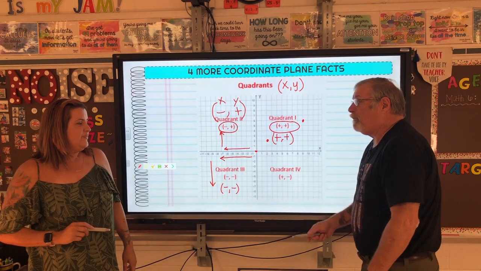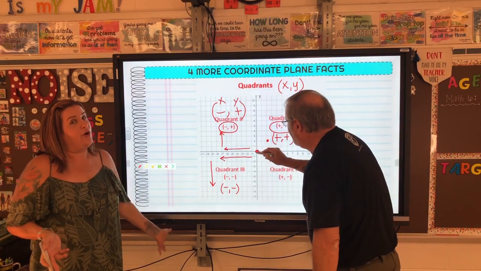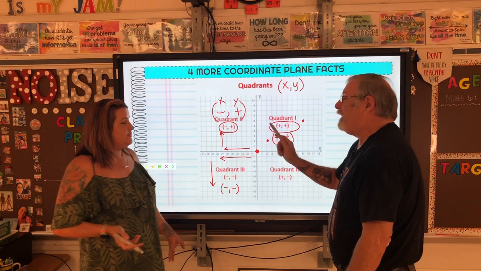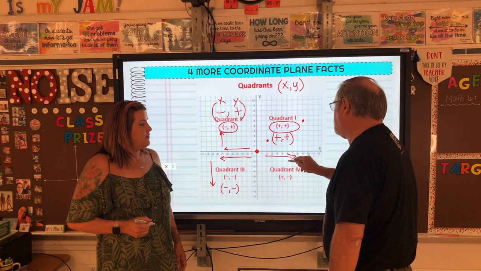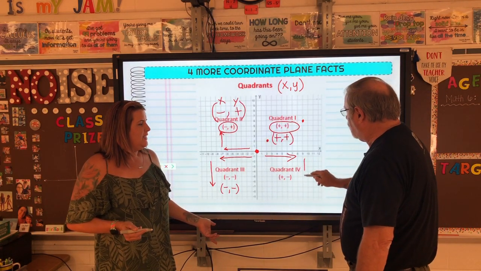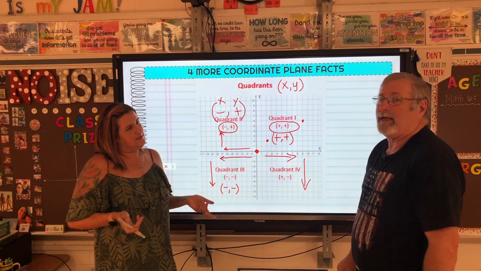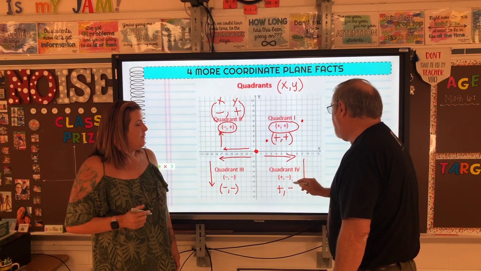Now we've got quadrant 4. So again, we're going to start in the parking lot. Gotta park your car first. And then we're going to go to the store, but the store I want to go to is to the right, which is a positive number. And then we're going to go down the staircase, which is a negative number. So we end up with a positive, negative.